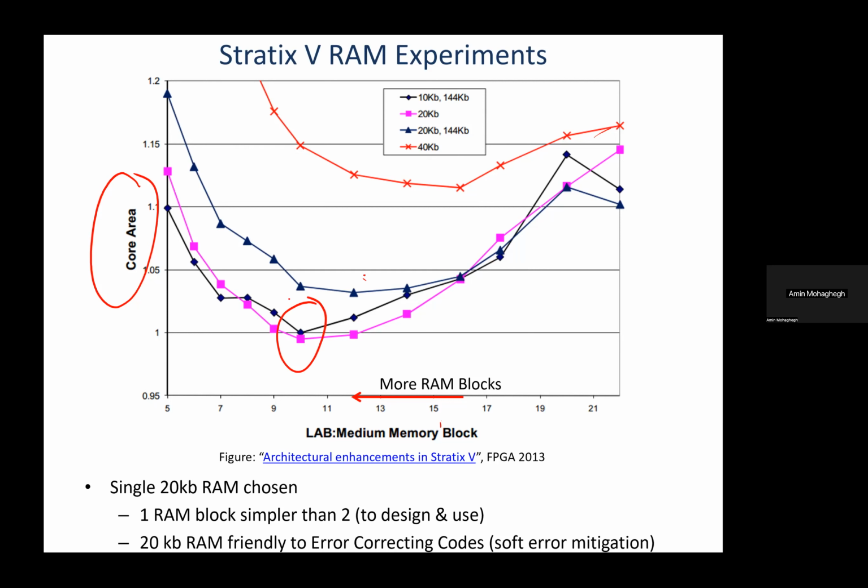And the other thing that they liked is that a 20 kilobit RAM was actually friendly to putting ECC in. So for high reliability customers, they worry about soft errors due to radiation. These block RAMs added error correction circuitry. If you store some extra data as parity bits, they can basically fix soft errors. So for that reason, Stratix 5 switched to this.